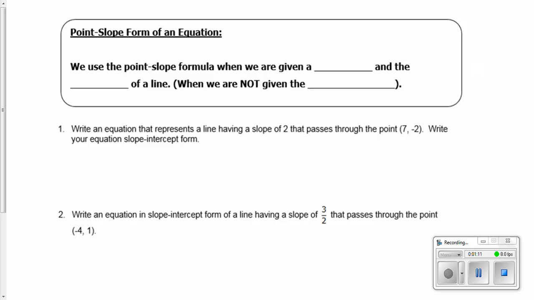What the sub has hopefully passed out already are the notes for point slope form. So if you read this box, it says we use the point slope formula when we are given a point and the slope of a line. Okay, then in parentheses it says when we are not given the y-intercept. So when I say a point, I don't mean the y-intercept. I mean like a random point that technically doesn't have any meaning.